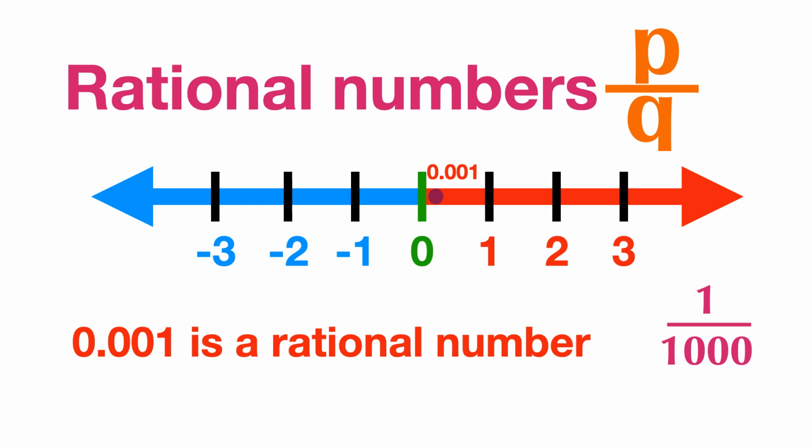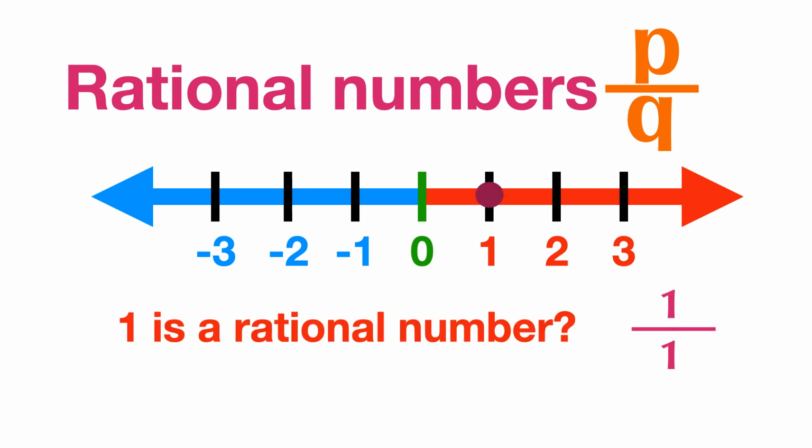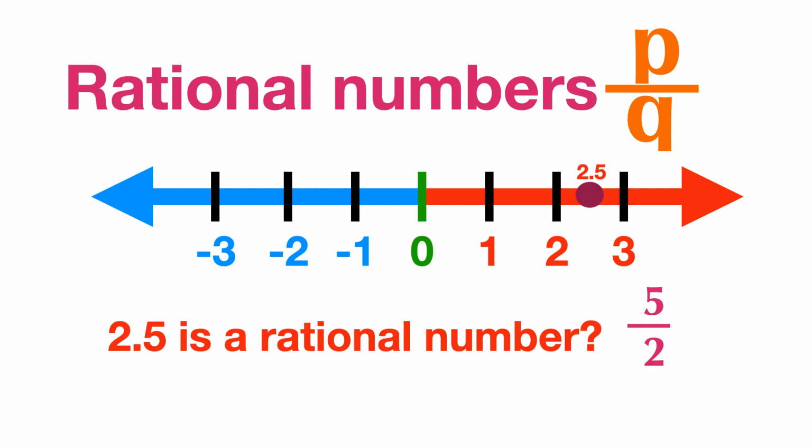0.001 is a rational number because 0.001 can be expressed as 1 over 1,000 or 1/1,000. One is a rational number because 1 can be expressed as 1 over 1 or 2 over 2, and so on. 2.5 is a rational number because 2.5 can be expressed as 5 over 2.